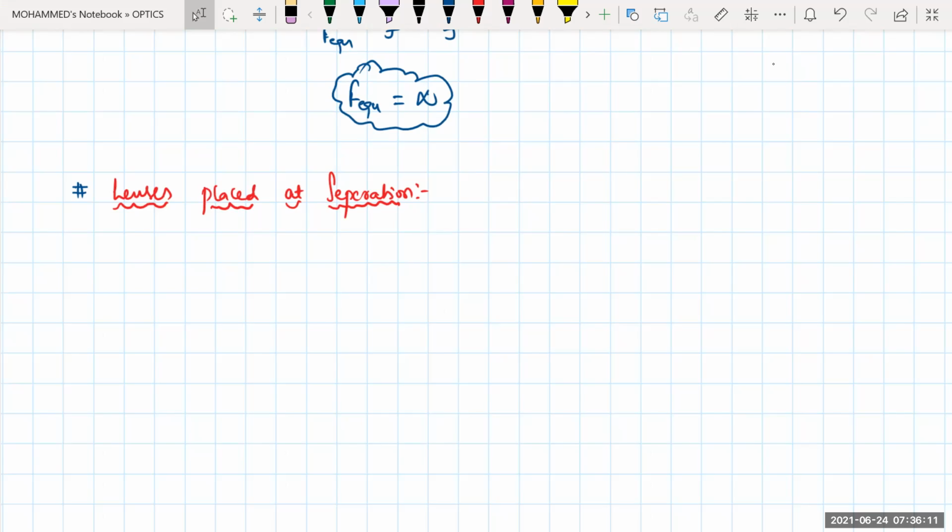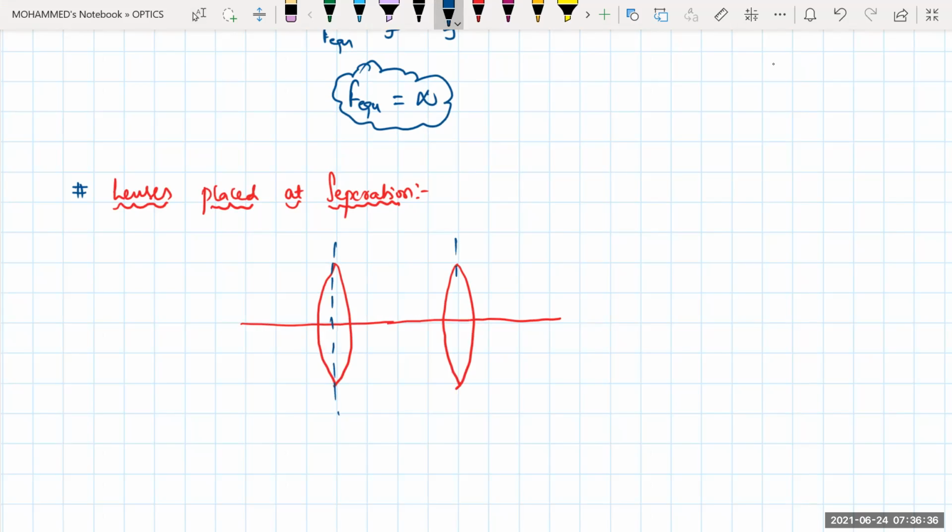We can replace those two lenses by one single lens, like this you see right now. If I take this one as one lens and this one as another lens, and this one is your principal axis. The focal length of this one is, say, f1 and the focal length of this one is f2. Rays are coming parallel, since the object is at infinity, and the distance between them is d.